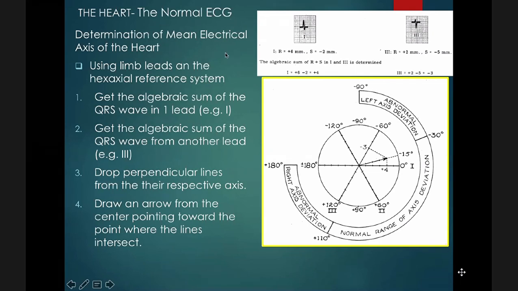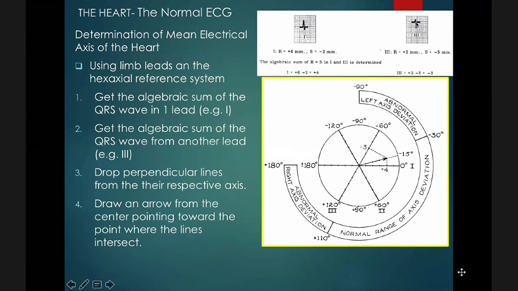Makita. So, for example, this is 5, 6 small squares and this is 2. So, lead 1 is upright but kailangan mong ibawas yung downward deflection sa QRS. So, kung 6 small squares and then dalawa naman yung pababa, so, 4 na lang. So, this is +4. So, 1, 2, 3, 4 you put here. Positive yung lead 1. And yung example nyo dito is lead 3. So, yung lead 3 naman is more negative.